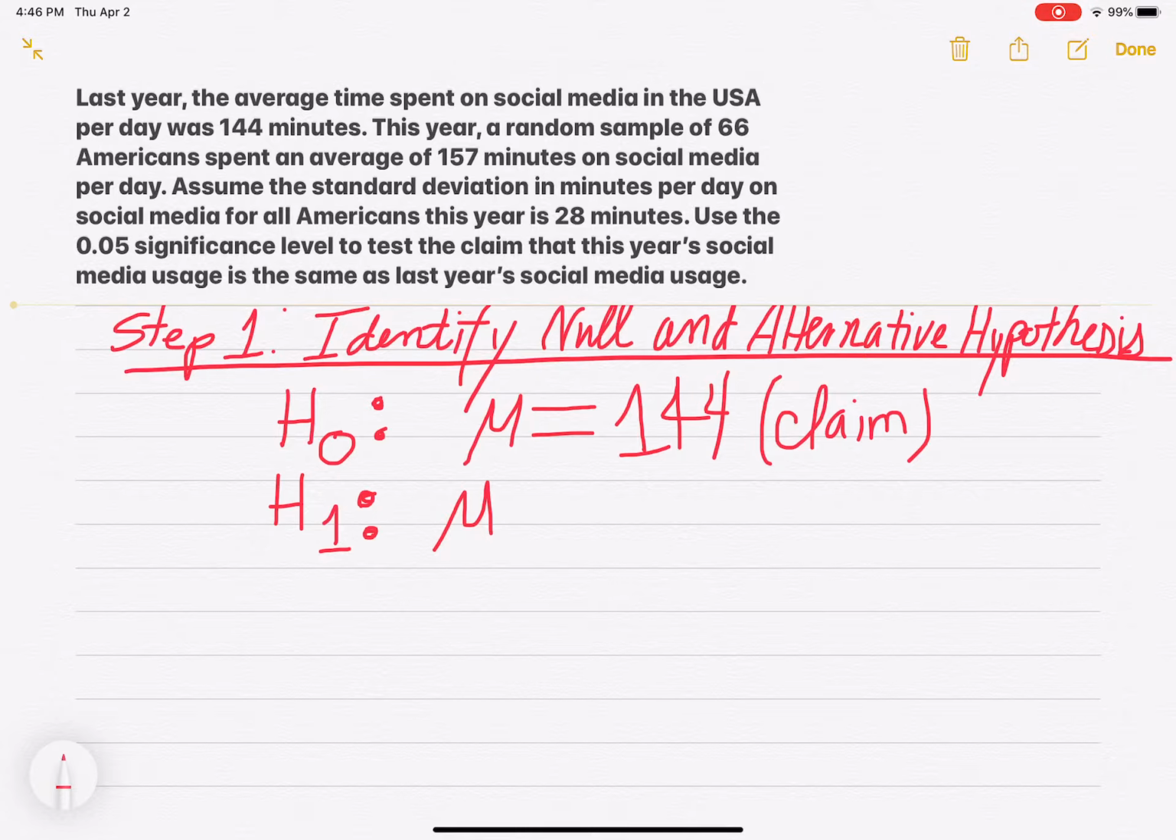When the null hypothesis and the claim agree, when you have the claim being equal to, the alternative is going to be not equal to. So we're going to say not equal to 144 is the alternative. Remember, again, that alternative has 3 possibilities. It could be less than, it could be greater than, it could be not equal to. We got not equal to here. All right, so we're done with the first step.